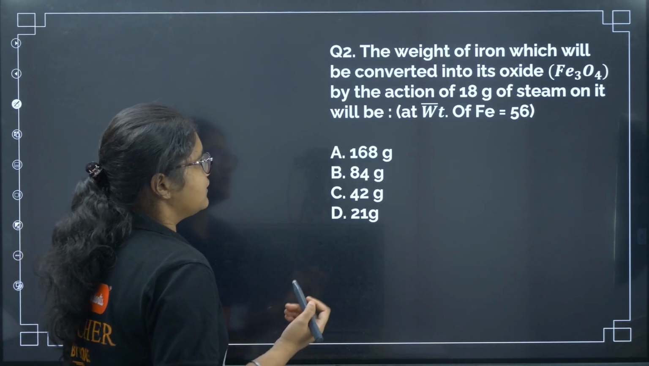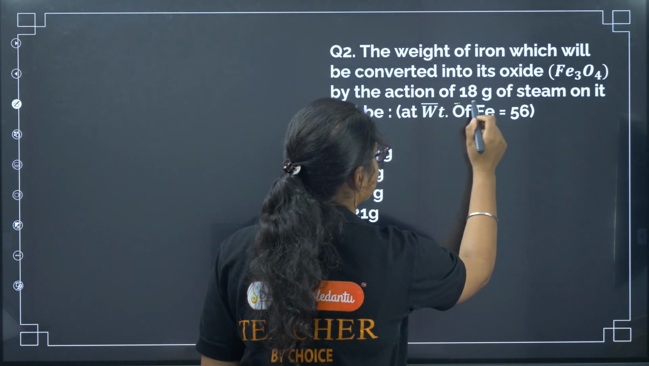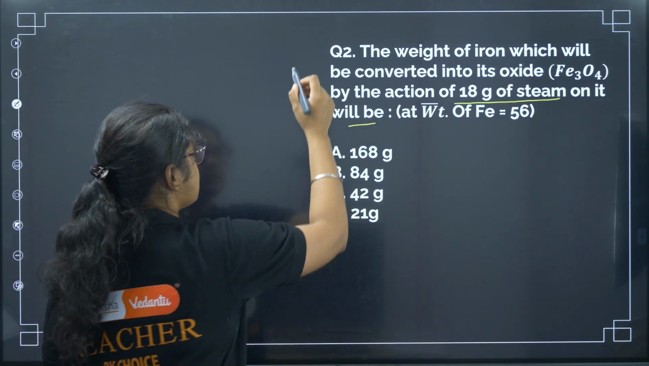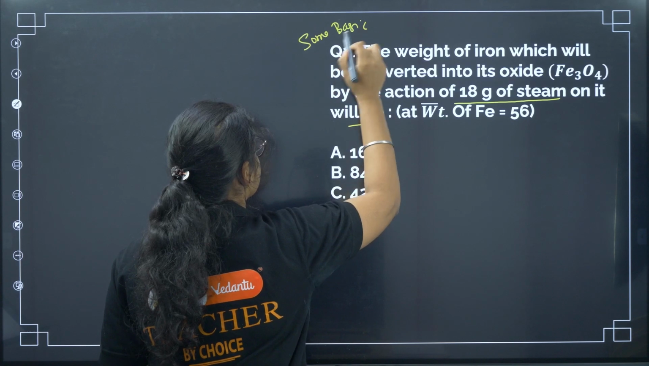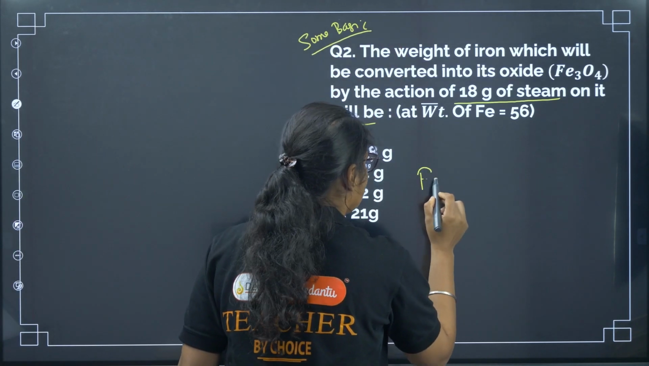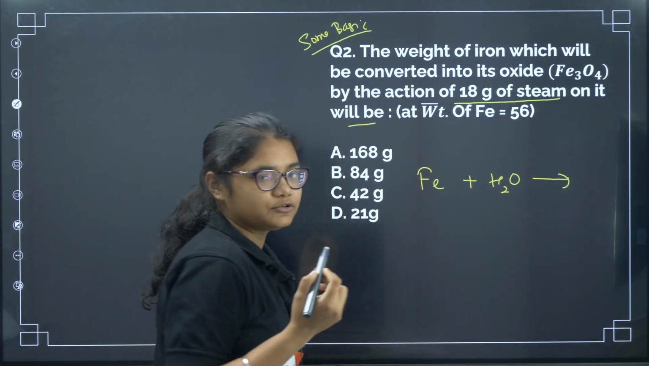The weight of the iron which will be converted into its oxide Fe3O4 by the action of 18 gram of steam on it will be. So this question is from some basic concepts of chemistry. That's a stoichiometric question, a simple one. So what is given? Iron is reacting with steam. But one thing you should know is that the reaction should be known to you.